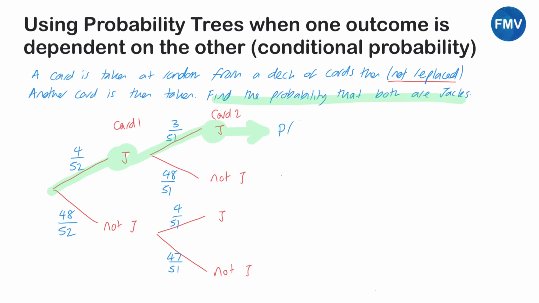So the chance of getting a jack followed by a second jack is equal to 4 out of 52 multiplied by 3 out of 51. And that gives us 12 out of 2,652. And if you simplify that, you'll get 1 out of 221.